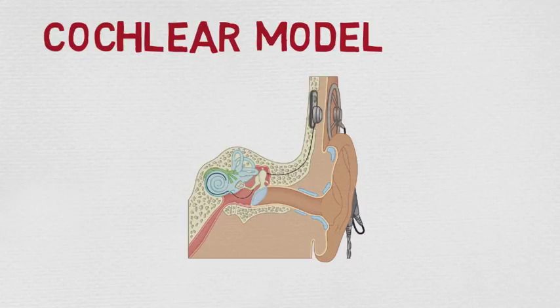A cochlear implant bypasses this natural conversion process by directly stimulating the auditory nerve with electric pulses. Hence, the cochlear implant has to mimic and replace auditory function from the external ear to the inner ear.